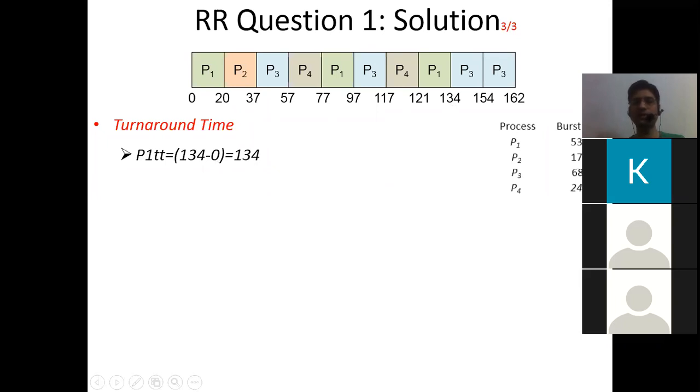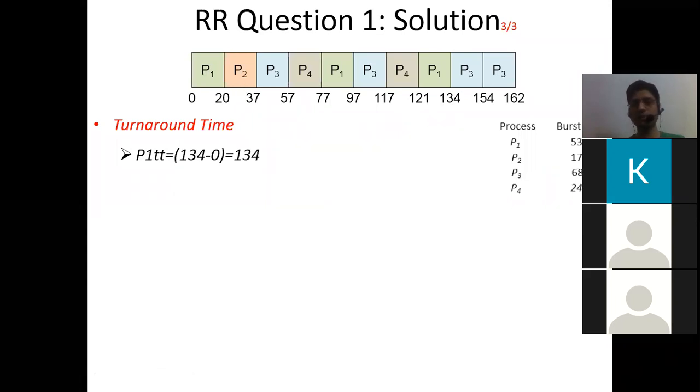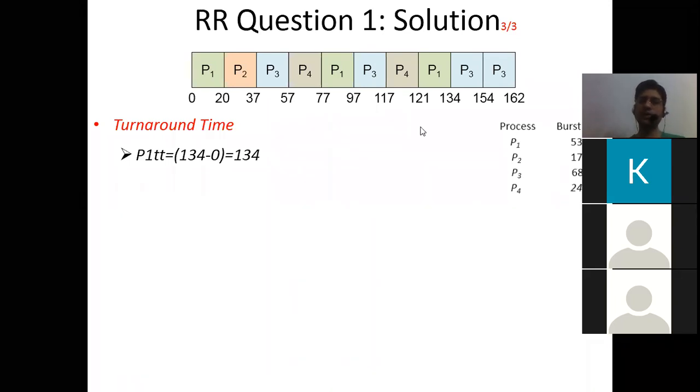P1 is 134. Now tell me, what is the turnaround time for P2? Very simple, because P2 is there for only one time. Yes, of course, this is 37. And then what about P3? What is the turnaround time for P3?